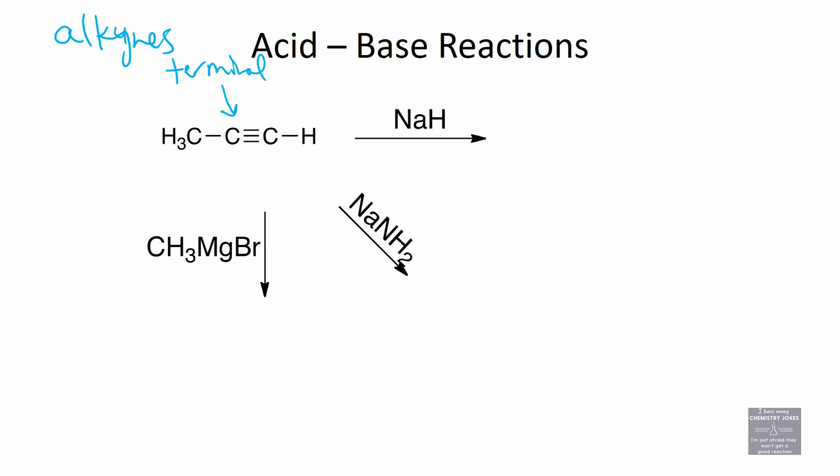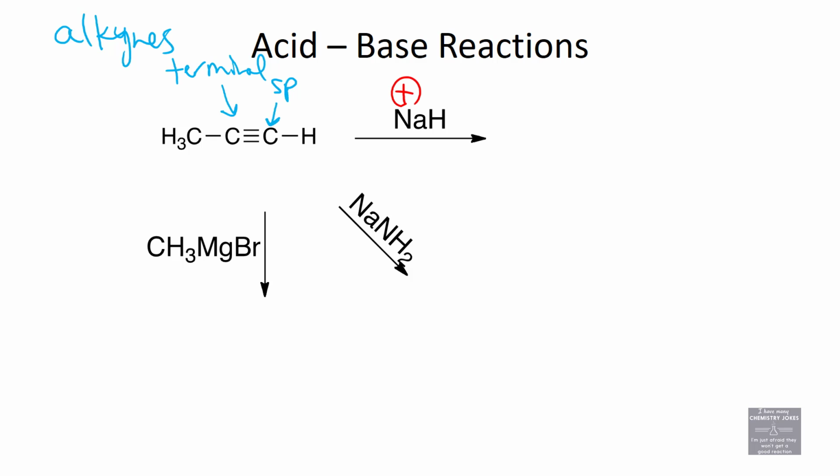have a carbon that is sp that has a hydrogen connected to it. Terminal alkynes, that sp carbon has a hydrogen on it that's reasonably acidic. Alkene hydrogens are not reasonably acidic. Alkyne hydrogens are reasonably acidic. So what do we do with that knowledge?